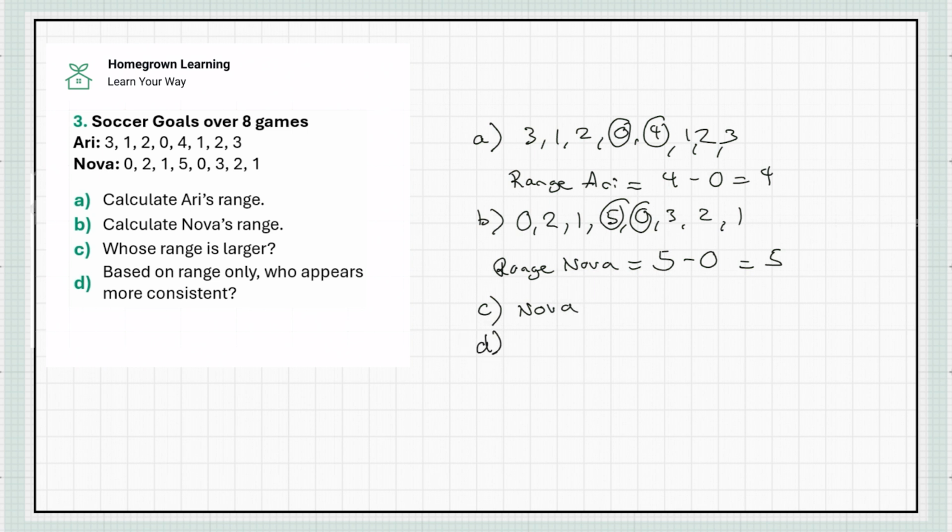And then finally D, based on range only, who is more consistent? Well, Ari is going to be more consistent. Ari has a lower range of values that he can possibly get, and Nova has a much larger range. So there's a definite situation here where Ari is probably scoring more consistently but with smaller values, and Nova has some scoring which is very low or 0 and one high value in between that.